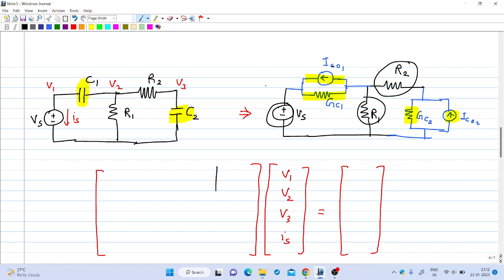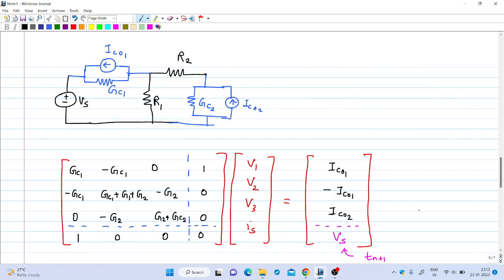So this coefficient matrix will have four parts: G, B, C, D. This we have studied in the beginning, and this right hand side will have two parts. So what is the G matrix? Conductance matrix. It will be filled like this. The first row, first column element will be the sum of the conductances connected to the first node.